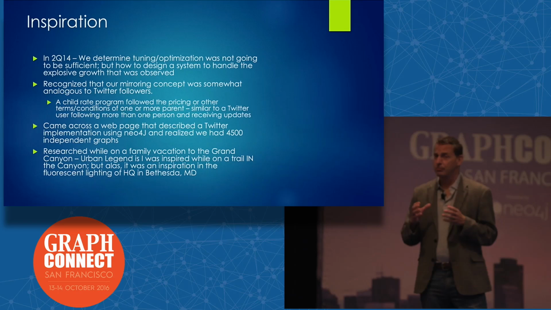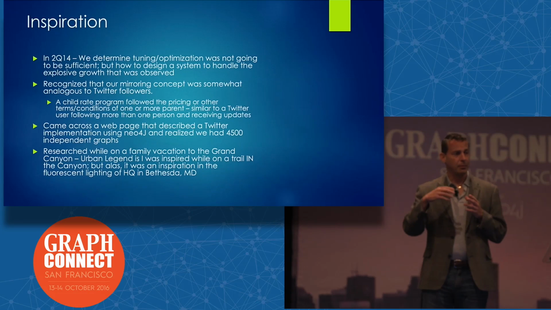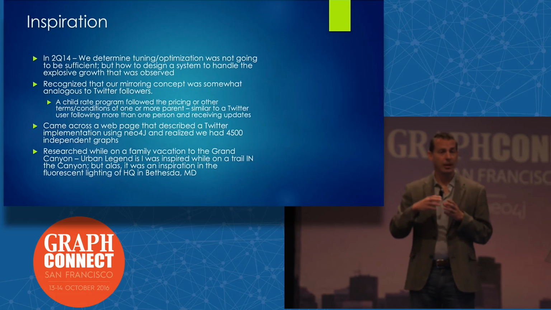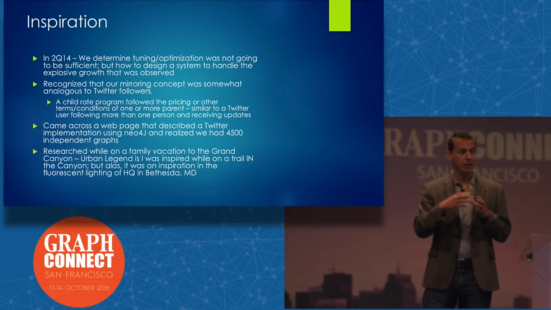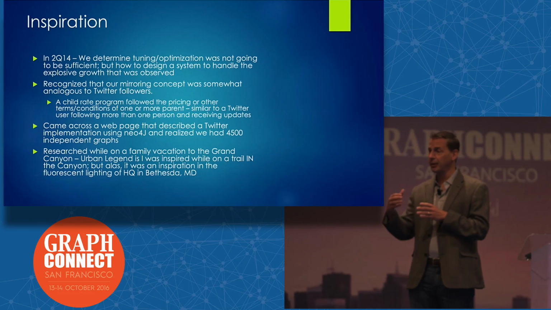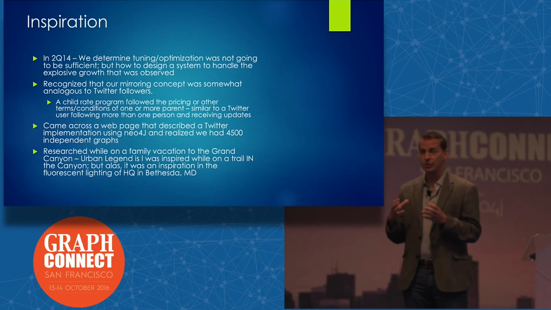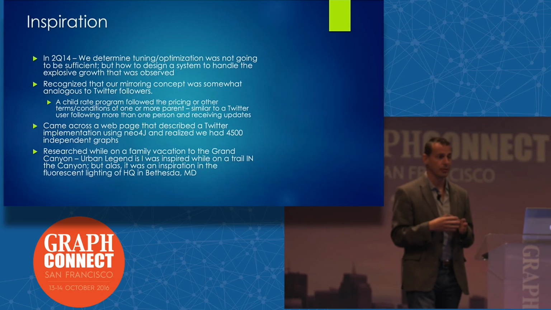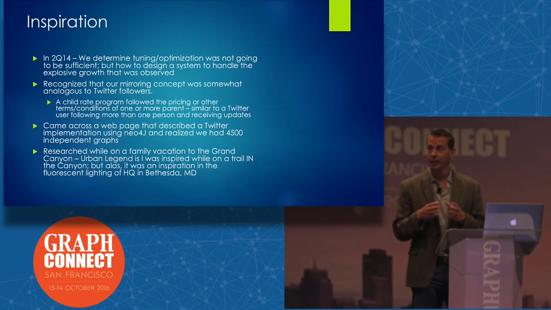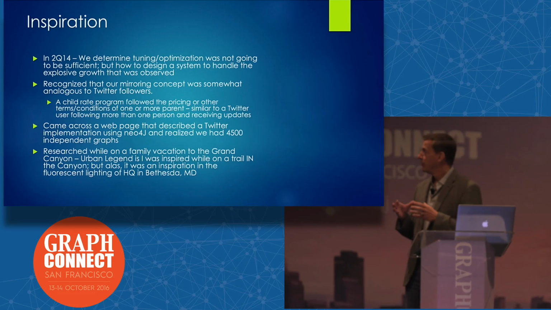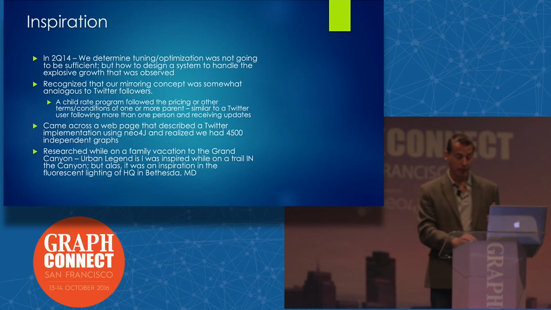Really started to think about our rate programs, the way that we have our mirroring. They're almost like Twitter followers. That there's an update or a change being made, I need to be notified as a follower of that parent. How can I get that notification? So I started doing some research into how social media solves this scale and performance problem of data that's related. Through that process, came across a web page.